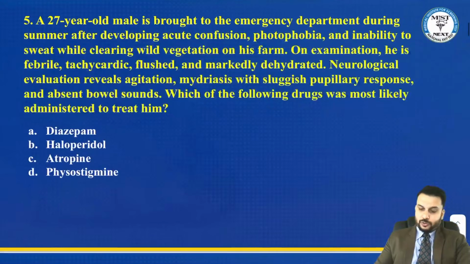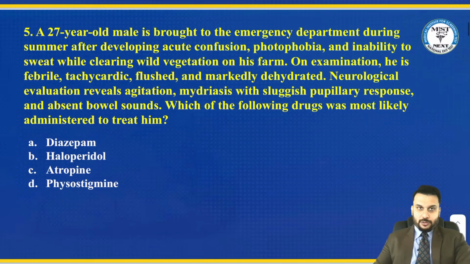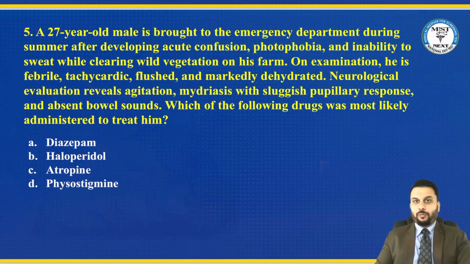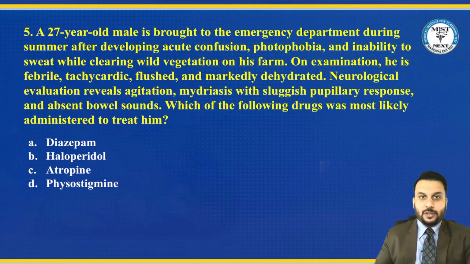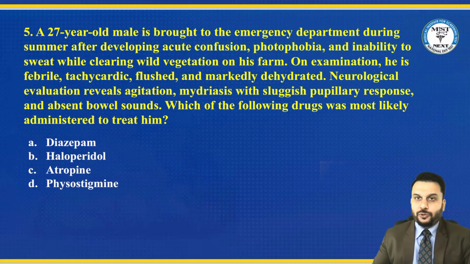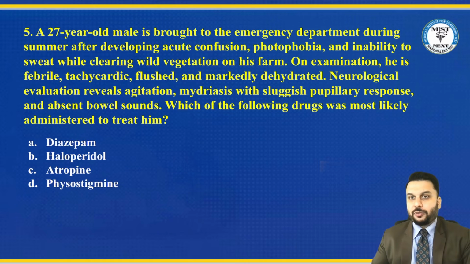Now, as we have talked about that, here's our next question. A 27-year-old male is brought to the ER during summer after developing acute confusion, photophobia, and inability to sweat while clearing the wild vegetations on his farm. On examination, he is febrile, tachycardic, flushed, and markedly dehydrated. Neurological evaluation reveals agitation, mydriasis with sluggish pupillary response, and absent bowel sounds. Which of the following drugs was most likely administered to treat him?